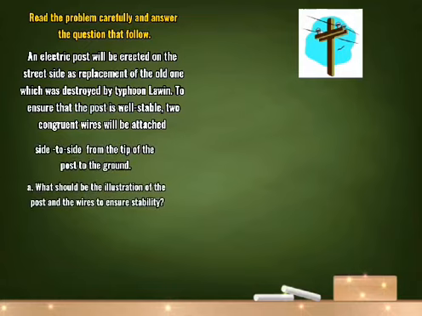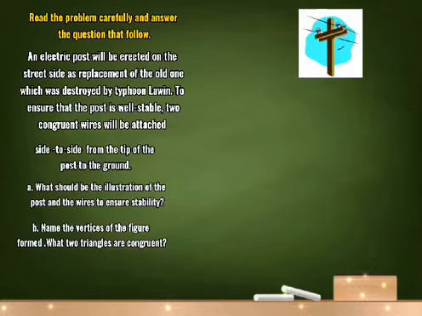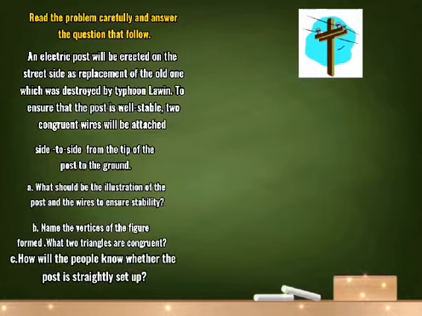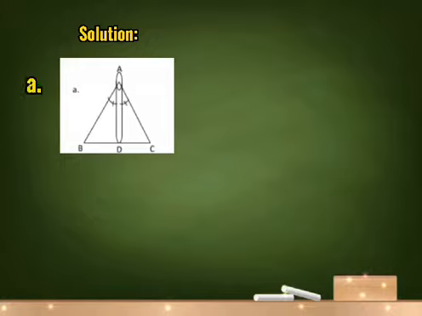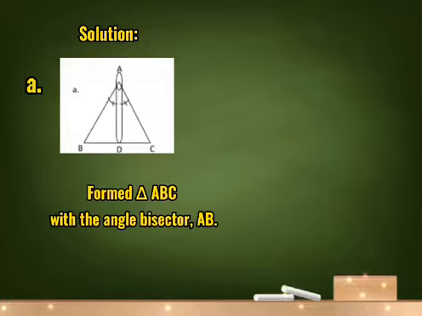Letter A. What should be the illustration of the post and the wires to ensure stability? Letter B. Name the vertices of the figure formed. What are the triangles? What two triangles are congruent? Letter C. How will the people know whether the post is straightly set up? So for the solution, we have here our figure. We have formed a triangle ABC with the angle bisector AD.